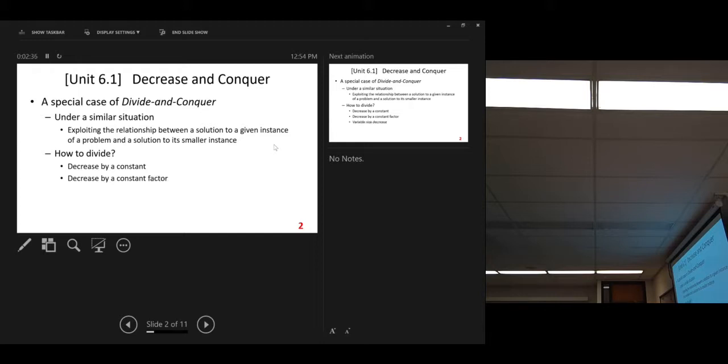Decrease by a constant factor. Constant factor is different, right? Divided by a constant, versus minus a constant. For example, divided by 2: every time you split the problem into 2 equal sizes. Divided by 3, you split the problem into 3 equal size subproblems. Divided by a constant. Another situation, variable size decrease. Sometimes you decrease more, sometimes less. It's also possible. So typically these 3 cases.